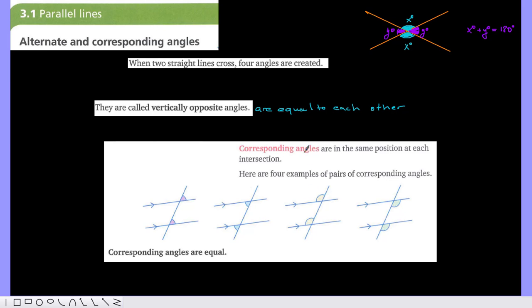Okay, let's continue with corresponding angles. First, for corresponding angles, we should have parallel lines. Here I'm going to draw two parallel lines. This is the first line and this is the second line. When they never touch each other, they are called parallel lines. These two lines cannot touch each other. And I'm going to draw one more line here, the third line, and this line is called a transversal line.